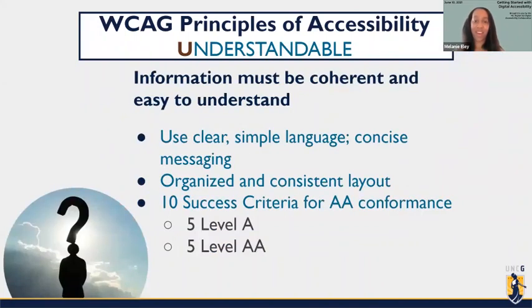Cool. All right, so moving on. So the third accessibility principle is understandable, and that is the U in the POUR acronym. And so this one focuses on having content and information presented in a way that is coherent and easy to understand. So users need to be able to understand the message that's being conveyed, and also should be able to easily follow the web page layout and navigation.